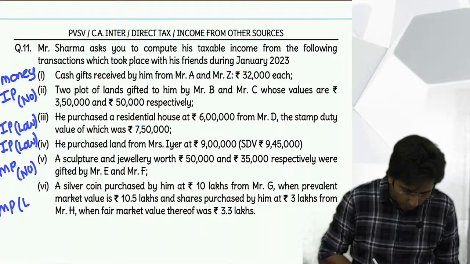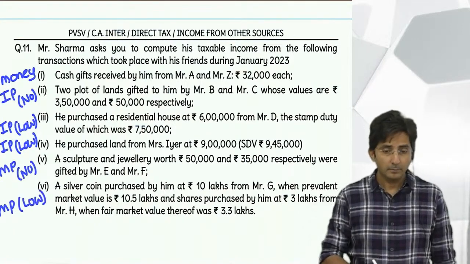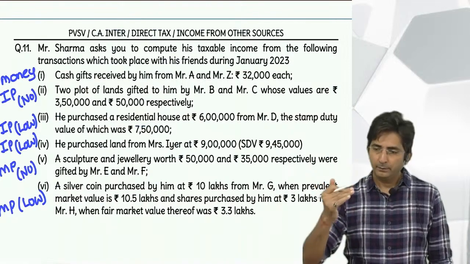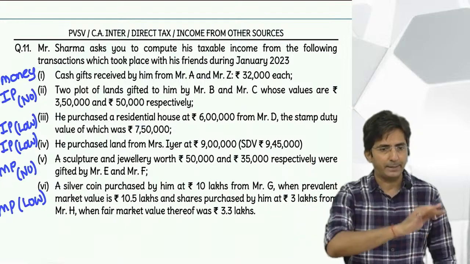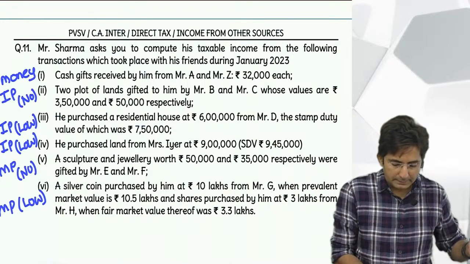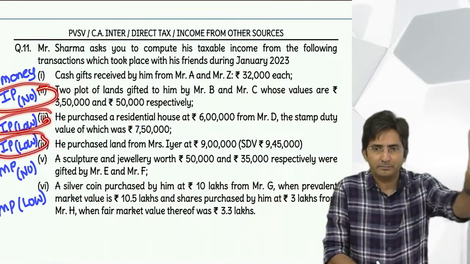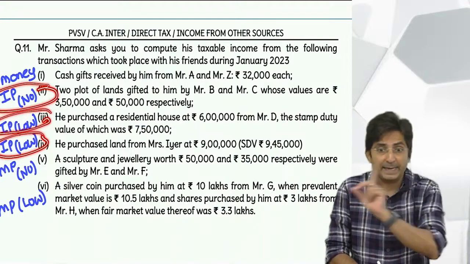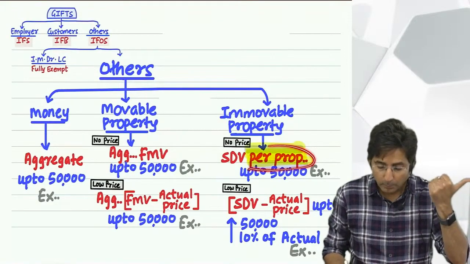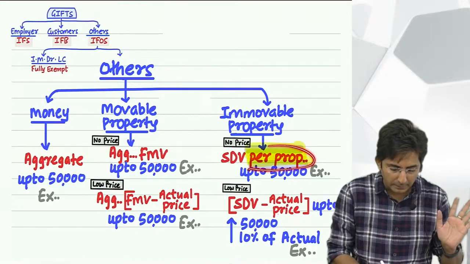Now tell me, what is the rule for aggregation? Firstly, in immovable property, we don't aggregate. We treat all transactions separately. It's per transaction we have to check. So this immovable property, all three transactions we will analyze separately. Never do aggregation here. I have written here per property. You don't do aggregation. So the immovable property part is clear.